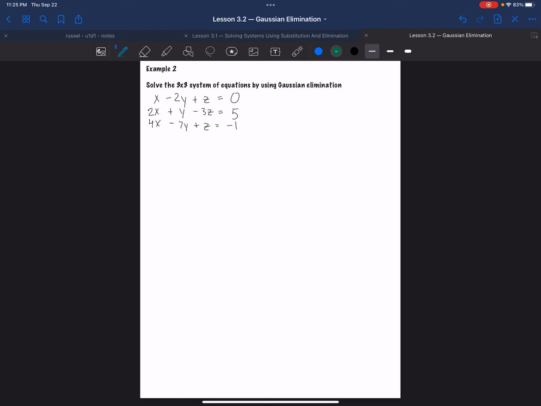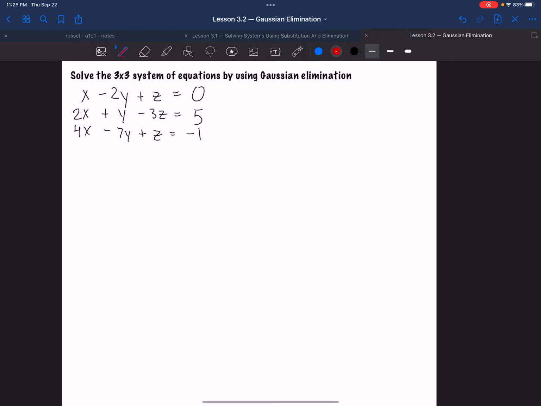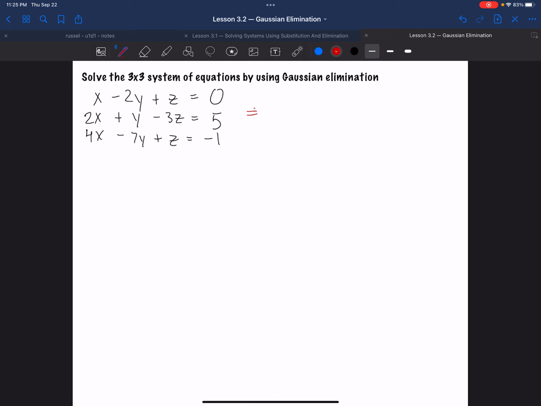Example 2, solve the 3x3 system using Gaussian elimination. So let's convert this system into a matrix. So an augmented matrix. X is 1, -2, 1, 0. 2, 1, negative 3, 5, 4, negative 7, 1, and negative 1. Do a bar like that.